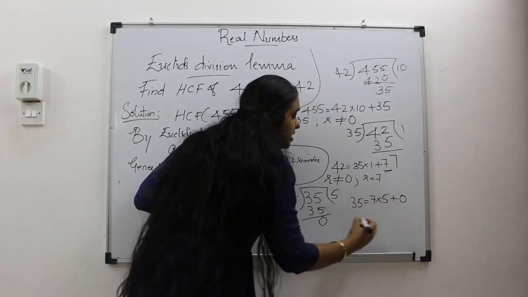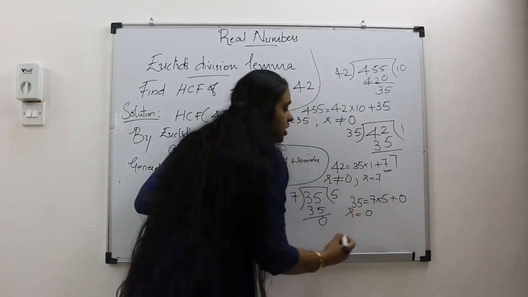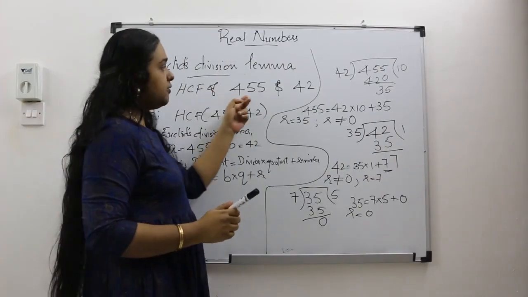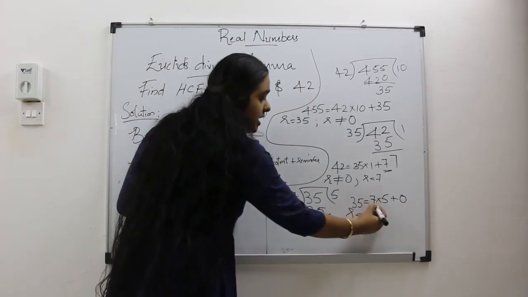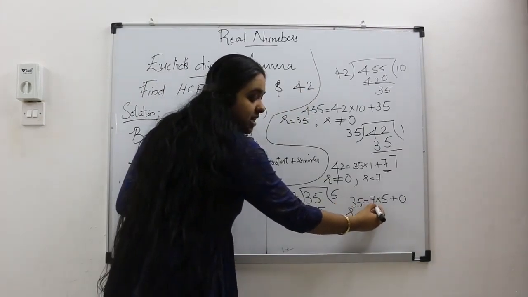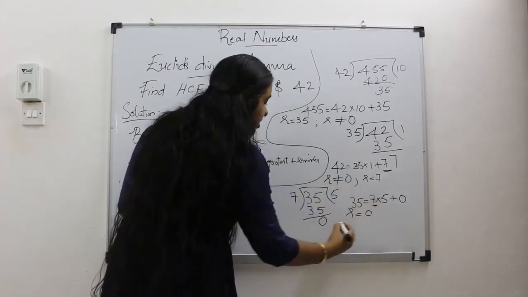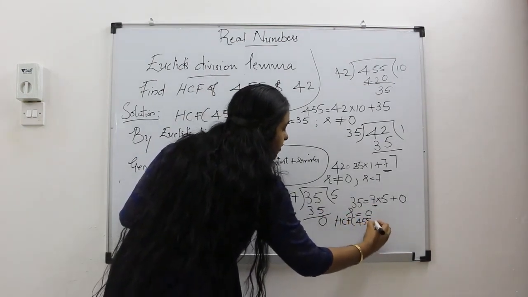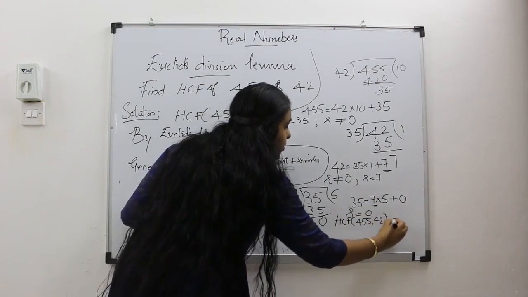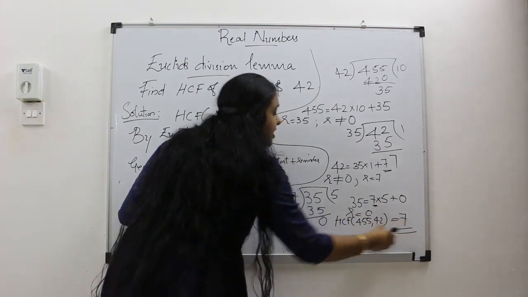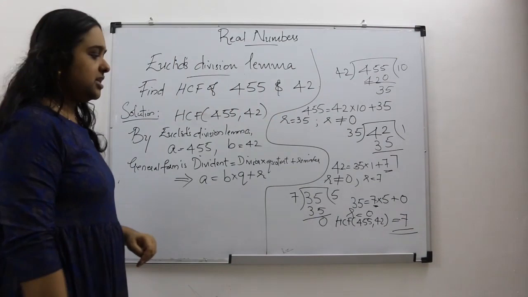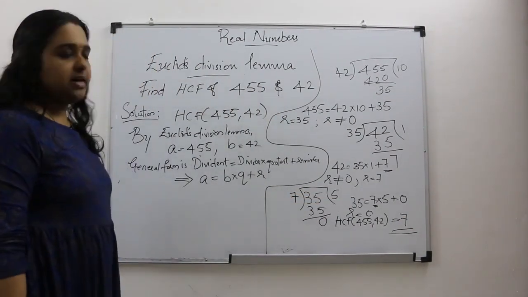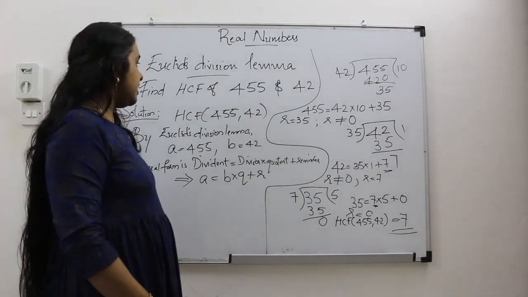Here the remainder is 0. R equals 0. So what will be the HCF? HCF of 455 and 42 will be the divisor here. What is that? 7. So HCF of 455 and 42 is equal to 7. We got the answer. HCF of 455 and 42 is 7. I hope this is clear.